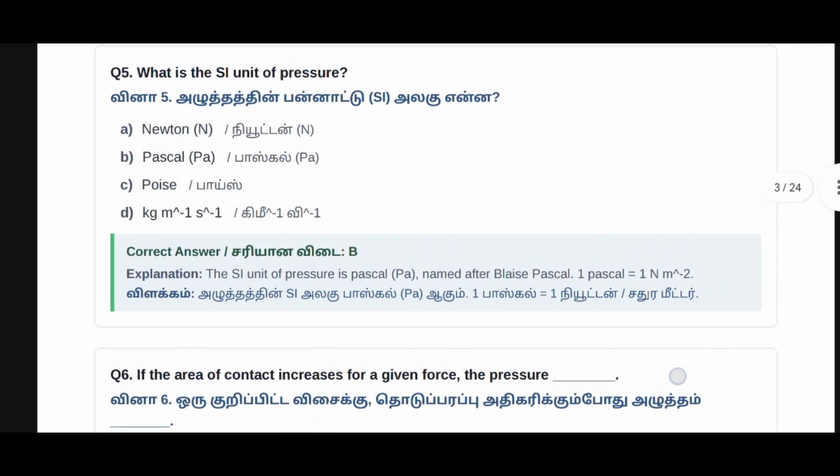If the area of contact increases for a given force, the pressure is option B, decrease. Why are the broad straps provided on a backpack? Option C, to decrease pressure by providing a large area of contact. Camel can walk easily on sand because they have large padded feet. The envelope of air around the earth is called a dash. Option C, atmosphere.